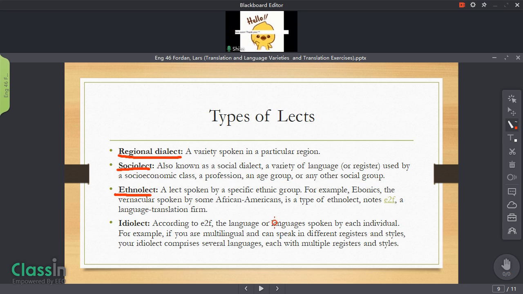Now, let's move to the next type. We have ethnolect. This kind of dialect is spoken by a specific ethnic group. For example, Ebonics. The vernacular spoken by some African Americans is a type of ethnolect. Now, let's move to idiolect. According to E2F, the language or languages spoken by each individual. For example, if you are multilingual and can speak in different registers and styles, your idiolect comprises several languages, each with multiple registers and styles.